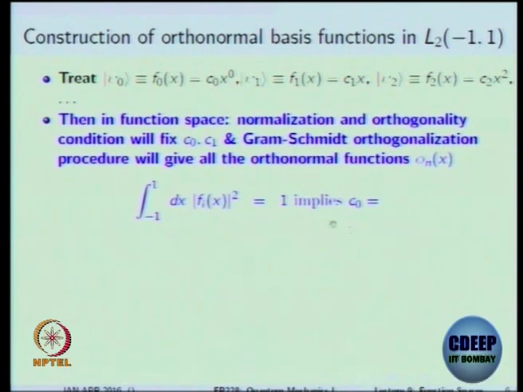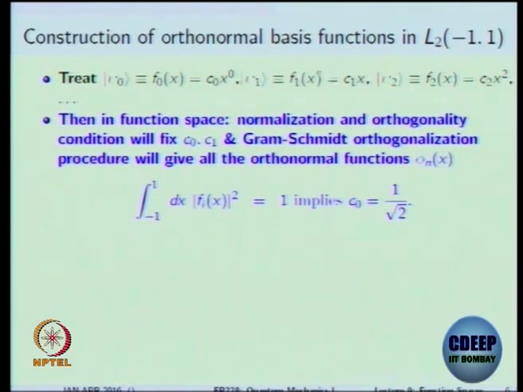So what is C0 here? 1 by √2. Similarly, you can take C1 of x, subtract out the projection of the state. So this will be a normalized function actually. You try to fix what C0 is and then use that, and then you can show that this is 1.